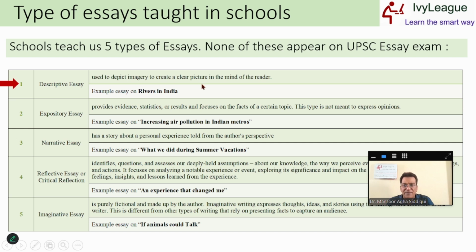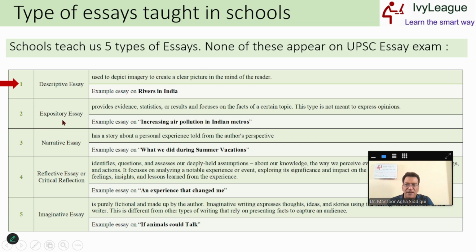So, the first type of essay which schools teach you is called a descriptive essay. This is an essay in which you depict imagery to create a clear picture in the mind of the reader of your essay. For example, if schools give you an essay upon rivers in India, then after somebody has read your essay on rivers in India, that person should have a clear picture about rivers in India.